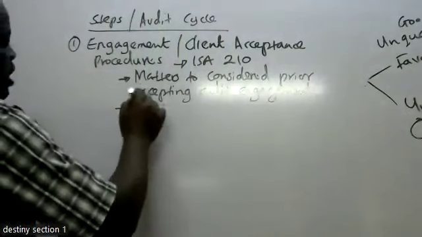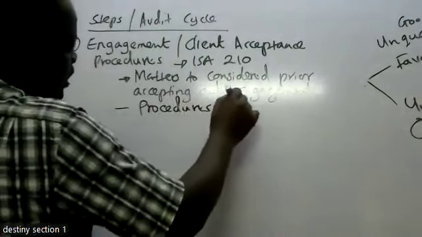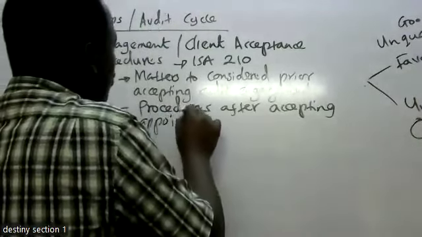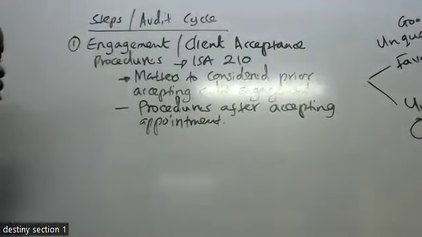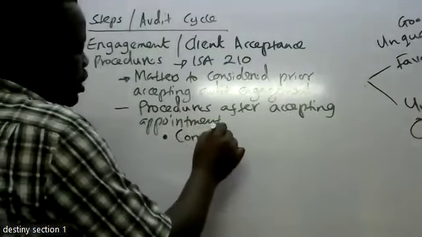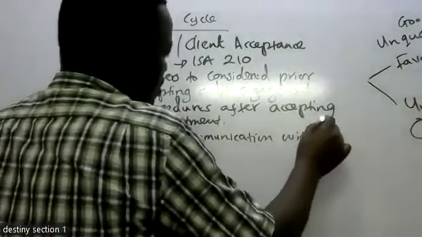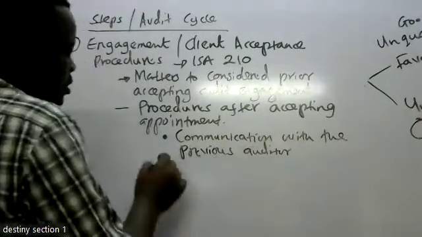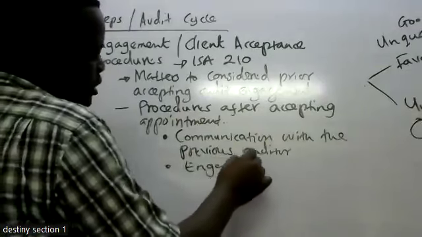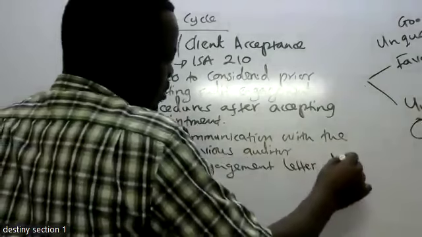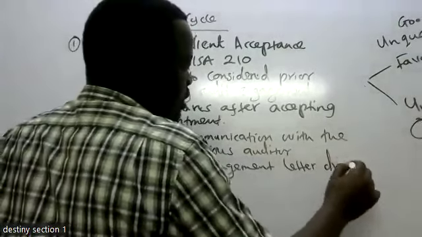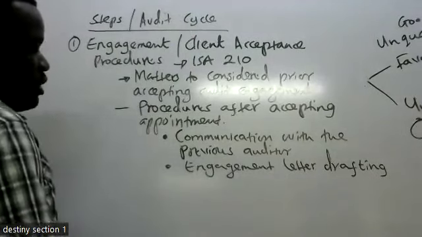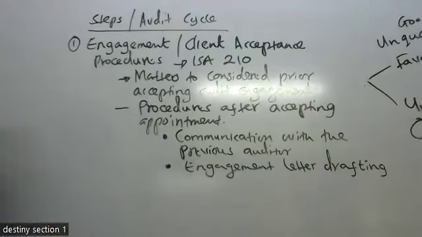Then you also have the procedures after accepting appointment. Like one, you have the communication with the previous auditor. Another one is what we call engagement letter drafting. So those are some of the key activities that happen in stage number one of the engagement, the client acceptance procedures.